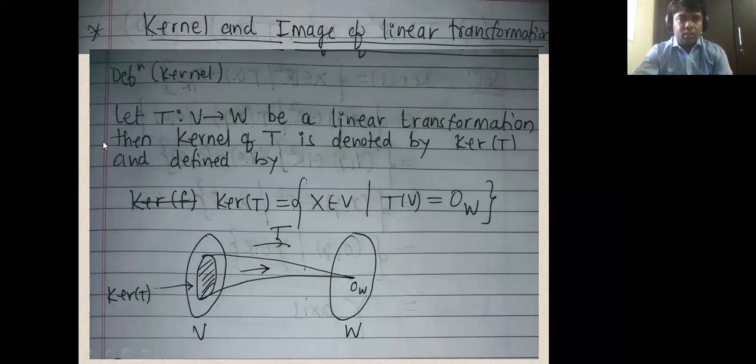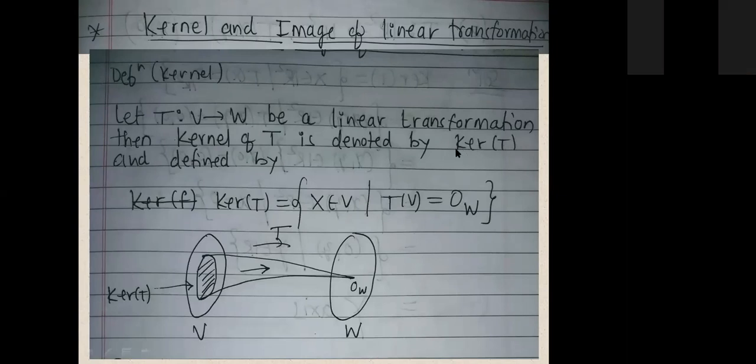The first definition, kernel. What is called a kernel for a linear transformation, you can see on the screen. Take the linear transformation from V to W. V and W are two real vector spaces. This is one vector space, this is another vector space, and T is a linear mapping, or we say linear transformation, from V to W. Then the kernel of this map T is denoted by kernel T.